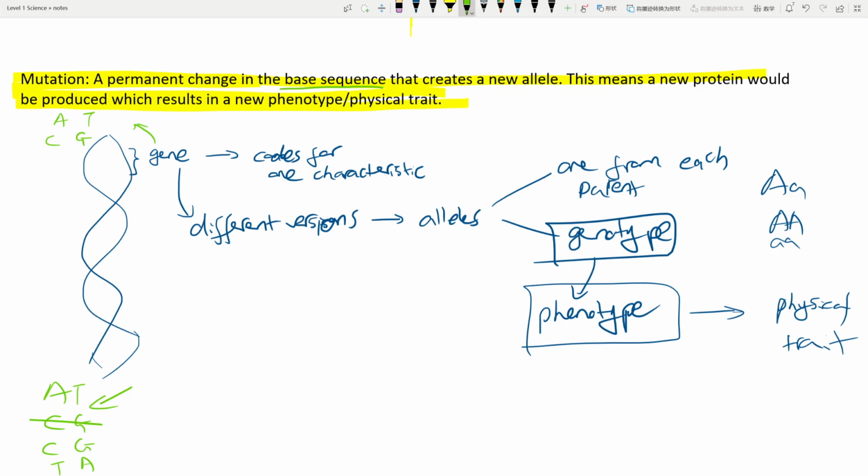So when the base sequence is changed, you will no longer have the original allele, because you will end up having a new different version. You created a different version of the same gene. That means you make a new protein, because the protein determines what we look like, and then you create a physical trait, and that will stand out. And that's how we know we had a mutation.